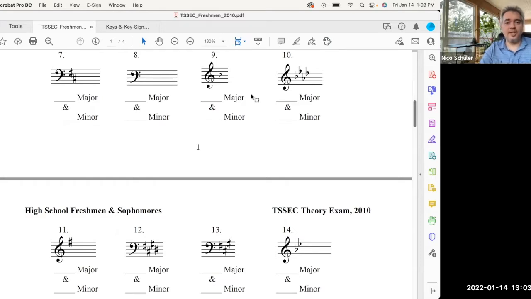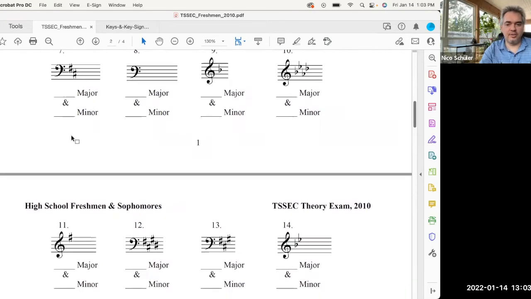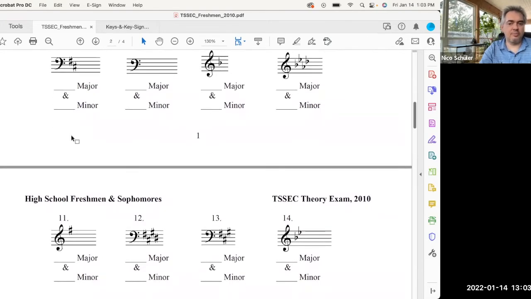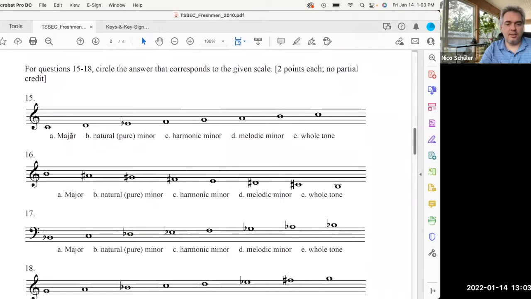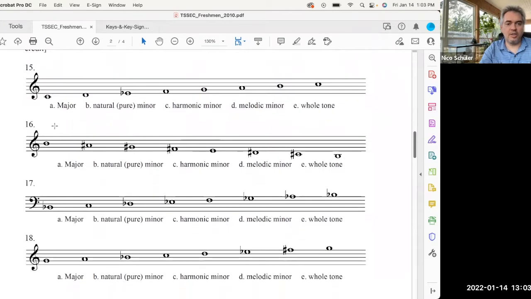Hello. Today I want to explain how to identify the key when a key signature is given in both major and minor keys, like on this Texas State Solo and Ensemble Competition music theory test. And I also want to talk about how to identify scales when the scale is notated.